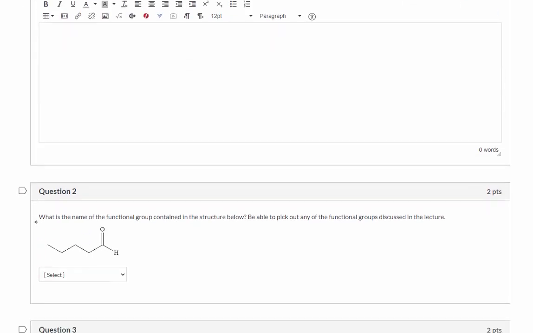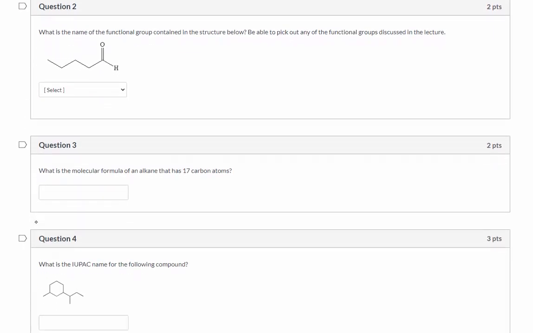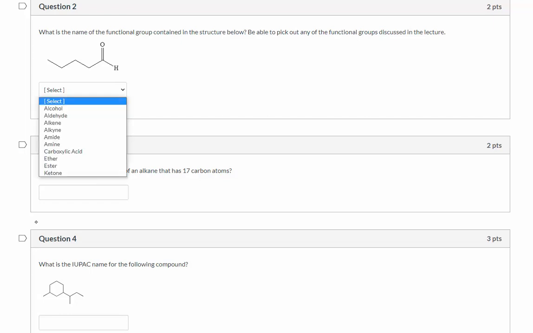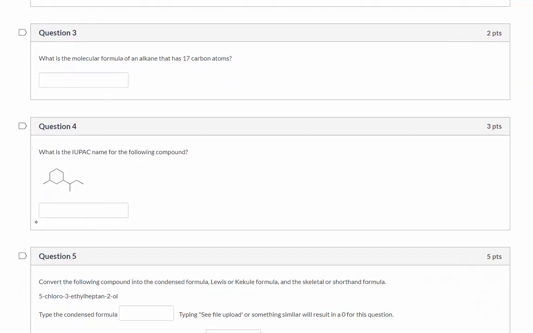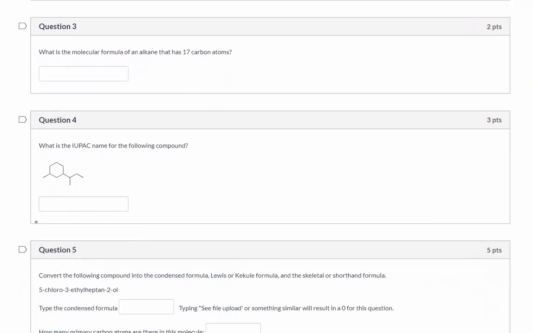Number 2. What is the name of the functional group in this structure? Now, you do need to be able to pick out any of the functional groups that were discussed in the lecture. And this one is an aldehyde. Now, it's possible that on your quiz question, you may have to type in this name rather than pick it from a drop-down. I'm trying to update the questions, but I can only work so fast.